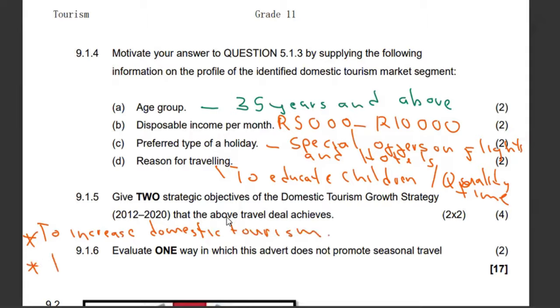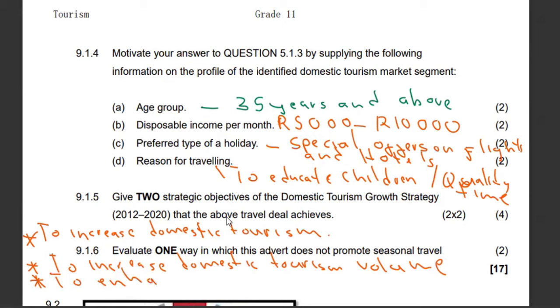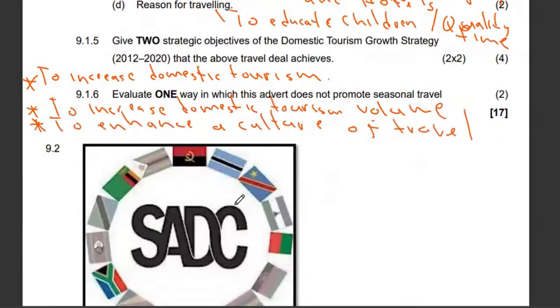In addition to that, to increase domestic tourism volumes. So they also want to increase the volume of the people who have traveled. In addition to that, to enhance a culture of travel. They like enhancing the culture of travel amongst people. So these are the strategic objectives.